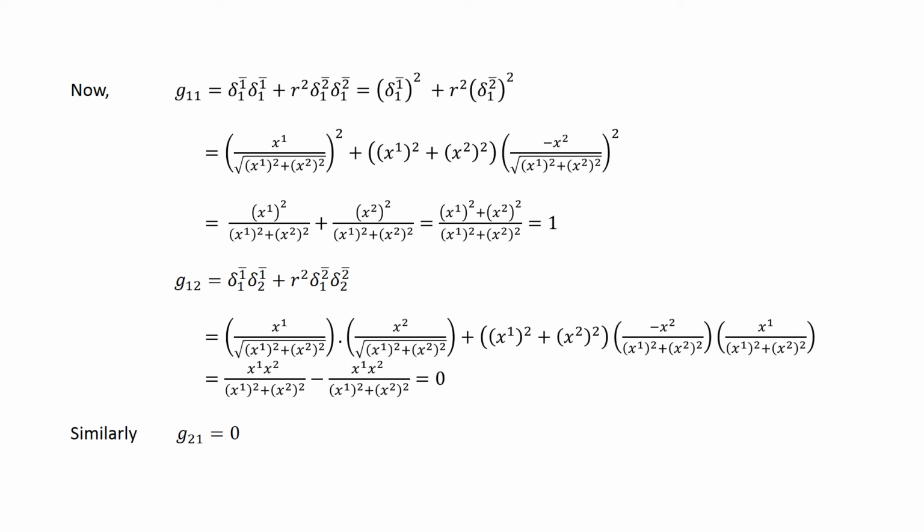Now taking the square of the first term in the third step, our first term becomes x1 square over x1 square plus x2 square, and the square root is cancelled with the square. Plus, in the second term, when we apply the square with the square root term, our term becomes x2 square over x1 square plus x2 square. So this term is cancelled.